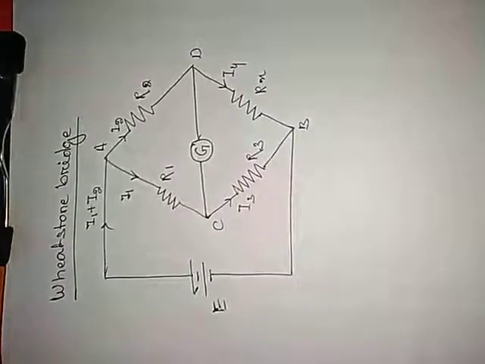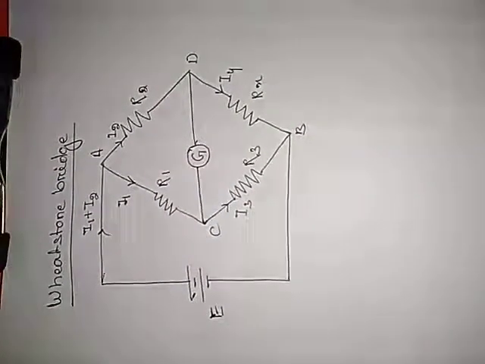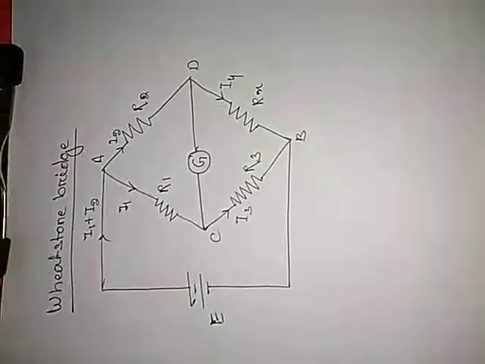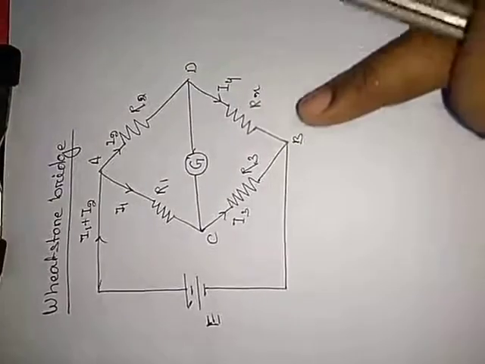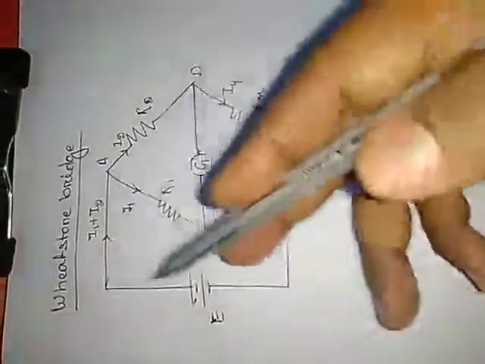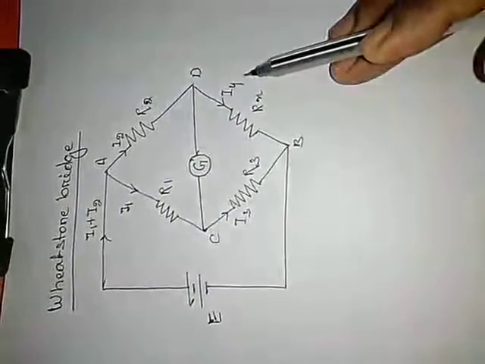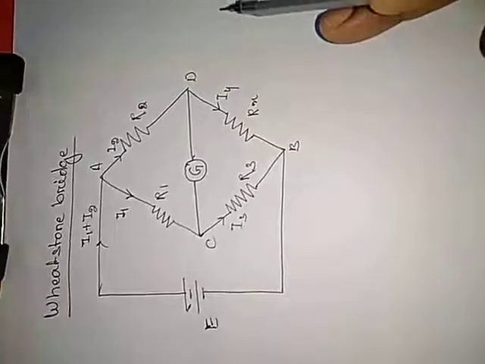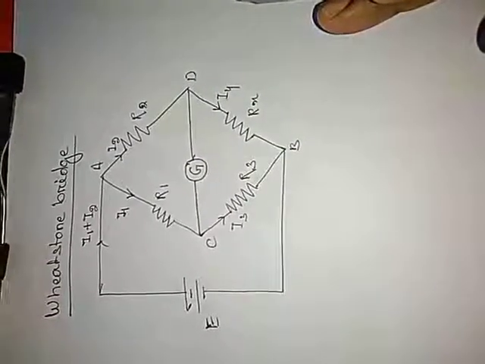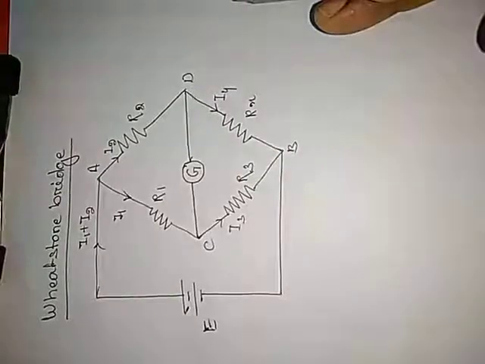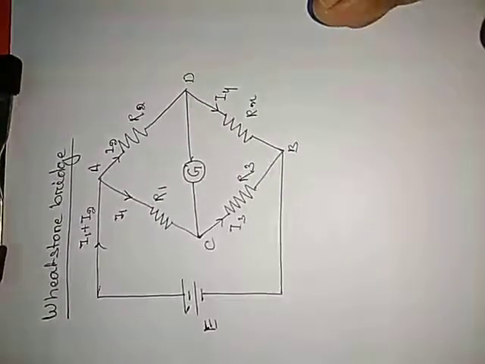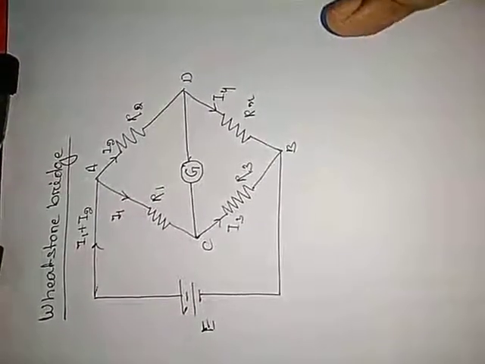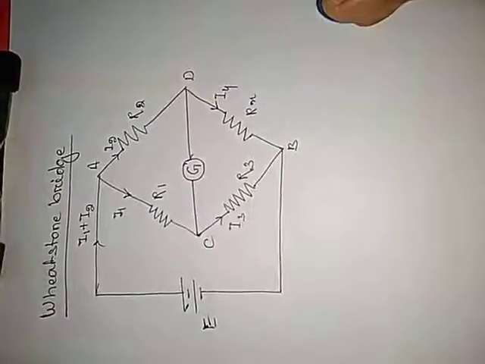In this video, we will discuss how to measure medium resistance by using Wheatstone bridge. This is a circuit diagram for a Wheatstone bridge. Wheatstone bridge is widely used for the measurement of resistance in the range of 1 ohm to low mega ohm range. It is the most accurate method for measuring resistances.